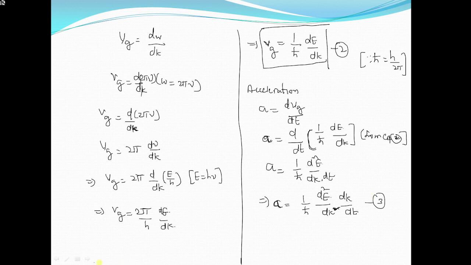Now we know momentum P is equal to h cross k. Last class I told you h cross means h by 2 pi. k means wave number, 2 pi by lambda. So 2 pi gets cancelled and we are left with h by lambda. h by lambda is nothing but momentum from de Broglie's wavelength. De Broglie's wavelength lambda is equal to h by p, so P is equal to h by lambda. So I can write P is equal to h cross k.